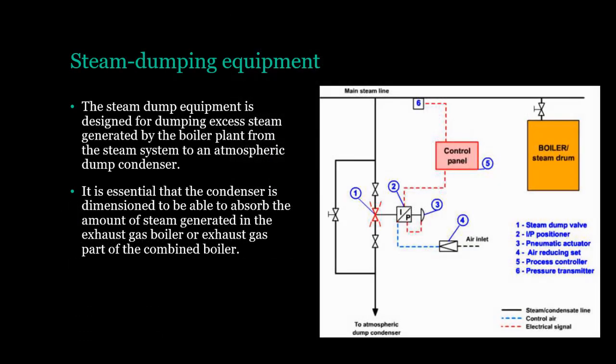The steam dump equipment is designed for dumping excess steam generated by the boiler plant from the steam system to an atmospheric dump condenser. It is essential that the condenser is dimensioned to be able to absorb the amount of steam generated in the exhaust gas boiler or exhaust gas part of the combined boiler.